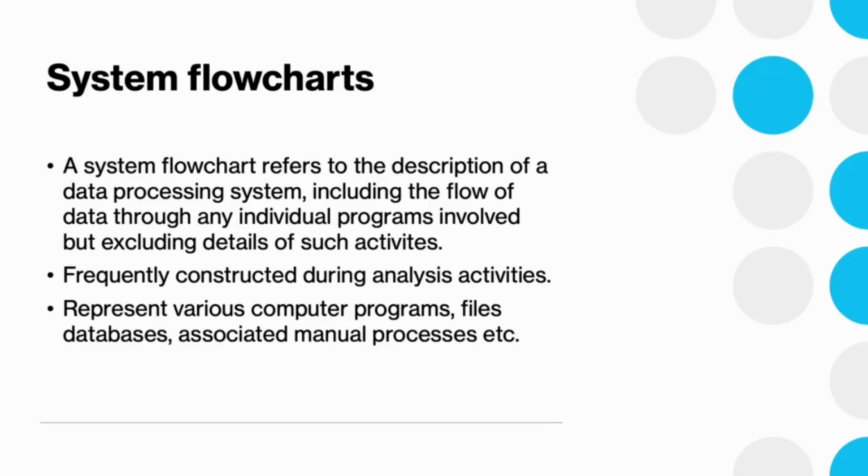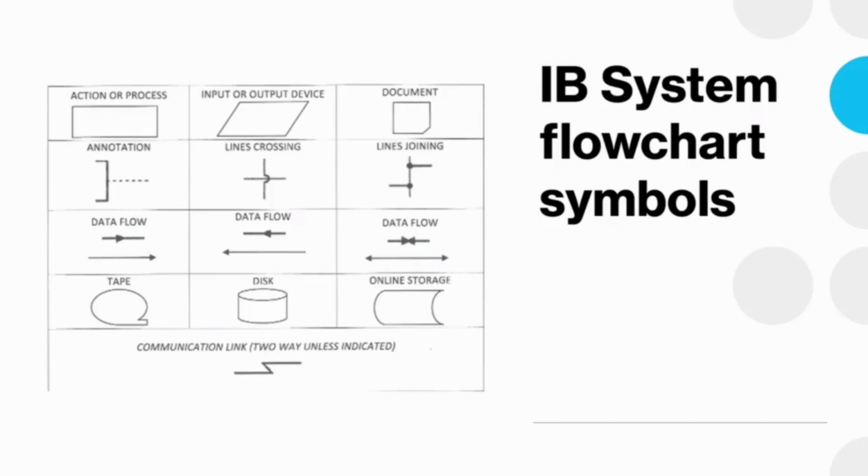Essentially, they show the logic of an algorithm or a program, and they are able to show batch, real-time, and online processing, and they are the only way to refer to hardware in the design stage out of the three illustrations. Here are the IB system flowchart symbols. You are probably familiar with the rectangle as a process, the parallelogram as an input-output device, and arrow lines as data flow. The new ones to you may be the document, tape, disk, and online storage, so you should familiarize yourself with these before the exam.